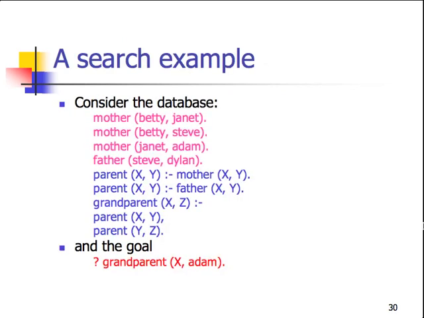So here's an example, and this is the default behavior for how Prolog works. Consider the database. We have mother(Betty, Janet), then mother(Betty, Steve), then mother(Janet, Adam), and then father(Steve, Dylan). Long story short, we have the associations with the mother and the father that make up the parents, and then we have the grandparents that have two sets of parents on both sides. The goal is grandparent(X, Adam). So we want to find out who Adam's grandparent is.